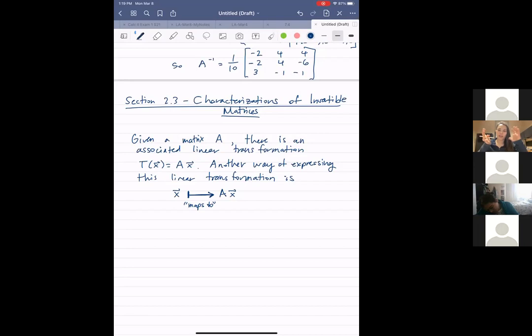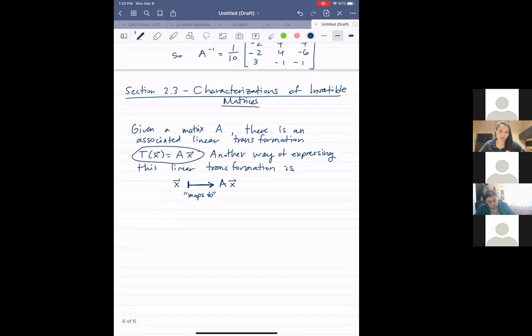This encodes all of the information you need about that linear transformation. It tells you where your variable is sent to, right? So this is just a more compact way of expressing the same linear transformation, the one associated with the matrix A. This is how they write it in the textbook, so I just wanted you to be aware of that notation, but it's expressing this associated linear transformation in a different way.